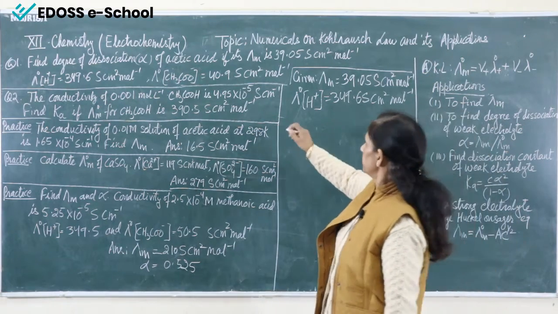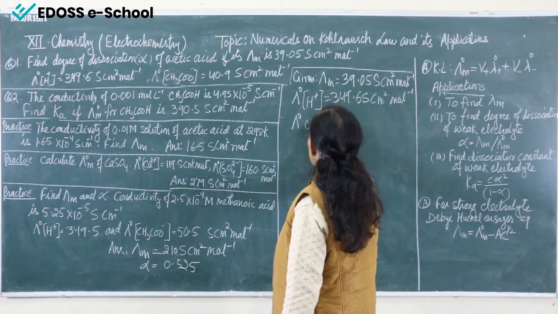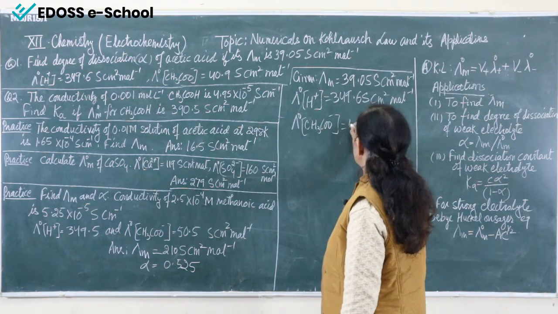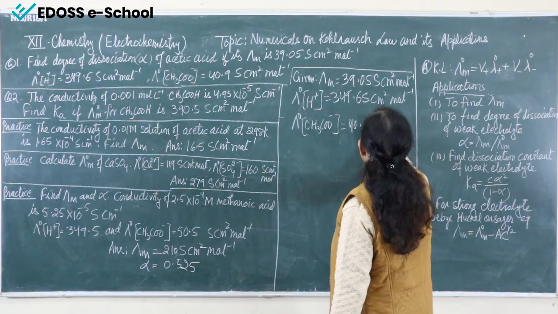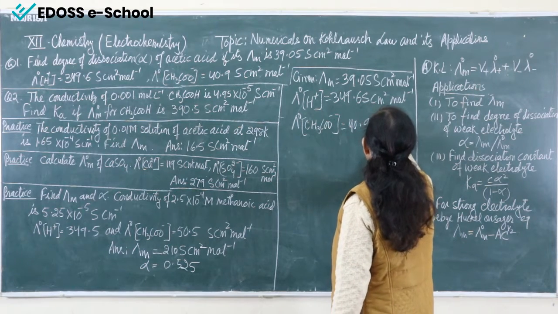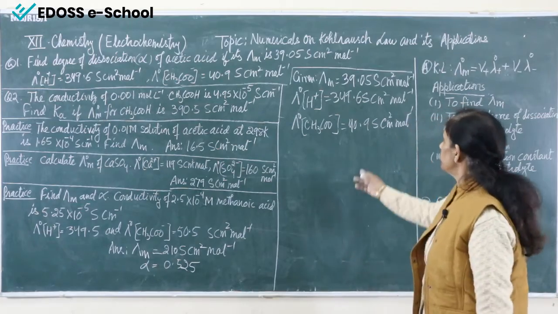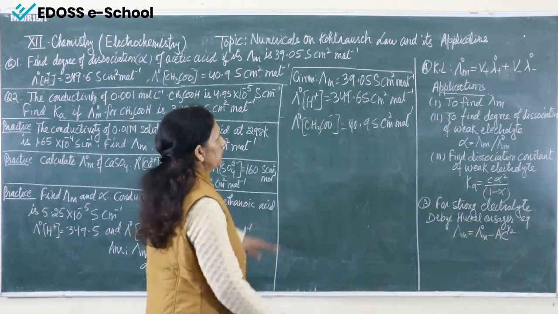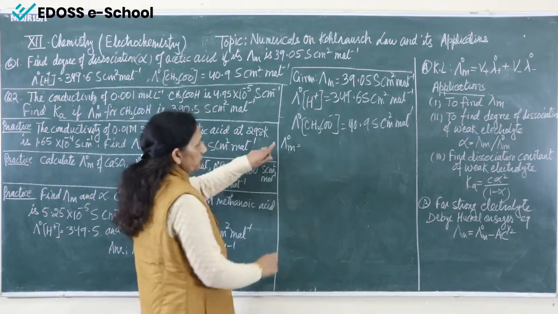And lambda naught for acetate ion is also given. This is given as 40.9 Siemens centimeter square per mole. Okay. So, very easy. We will directly apply Kohlrausch's law. How will we do it? This is lambda m naught.